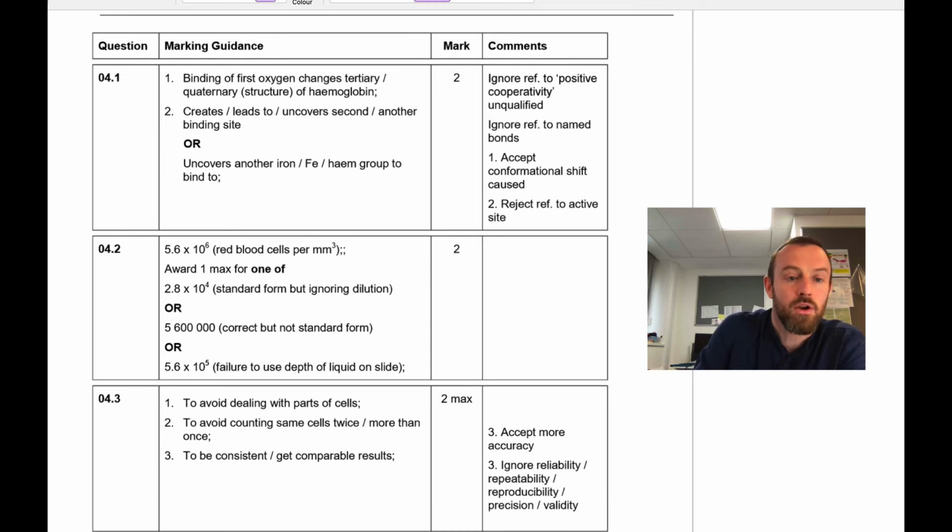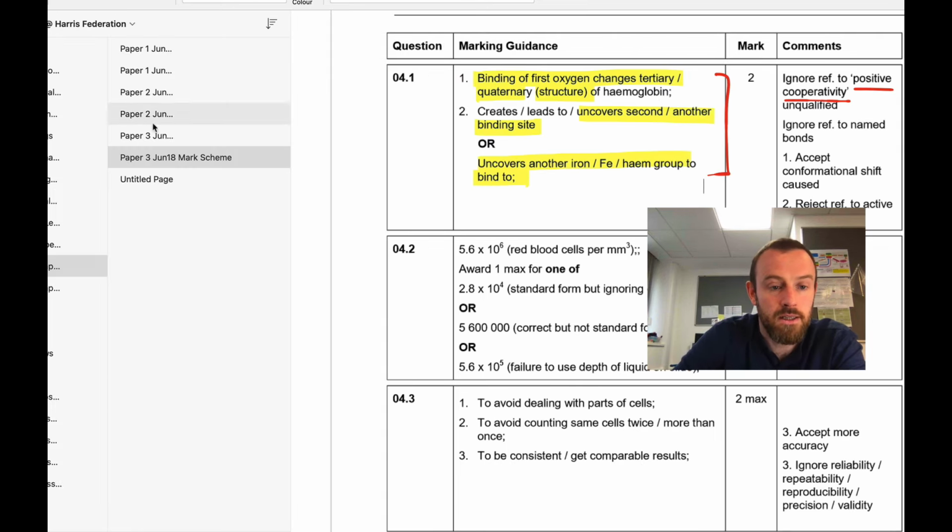Okay, so binding of the first oxygen changes, you could say, the tertiary or the quaternary structure of hemoglobin, and uncovers another binding site or another heme group. We don't get any marks just for saying positive cooperativity without explaining it. We need to explain it like this. Okay, let's keep going.